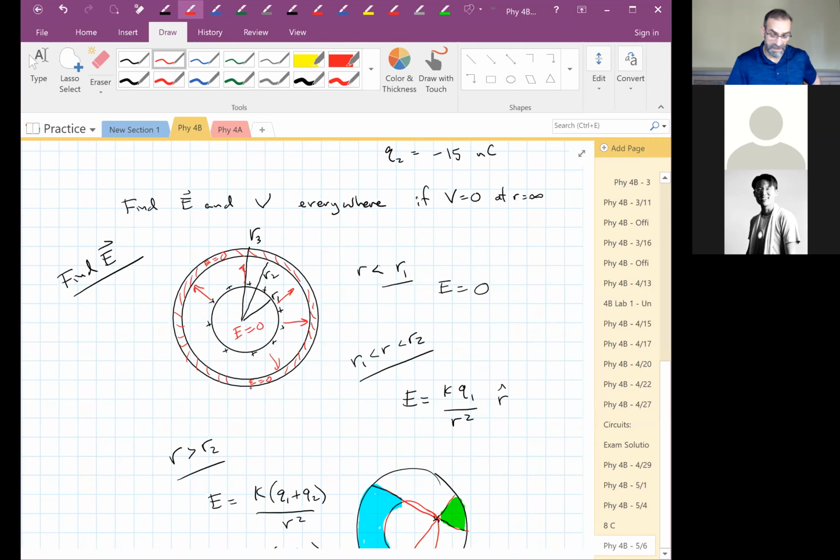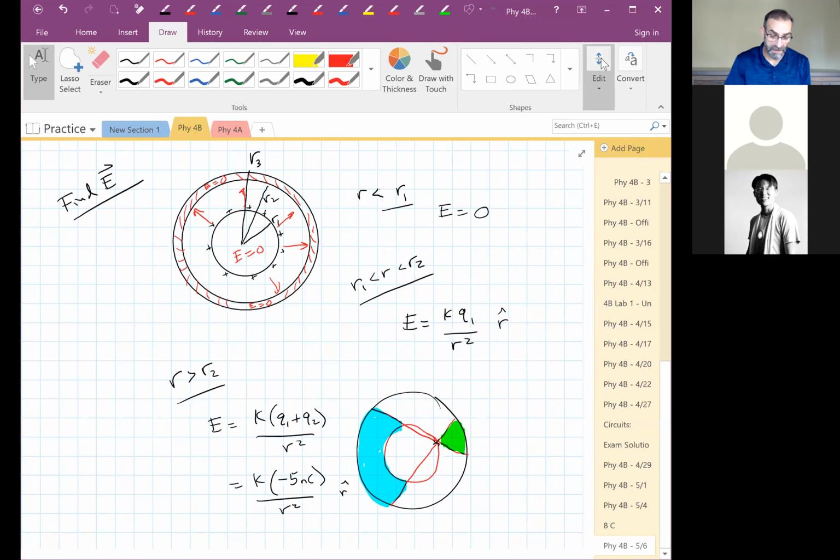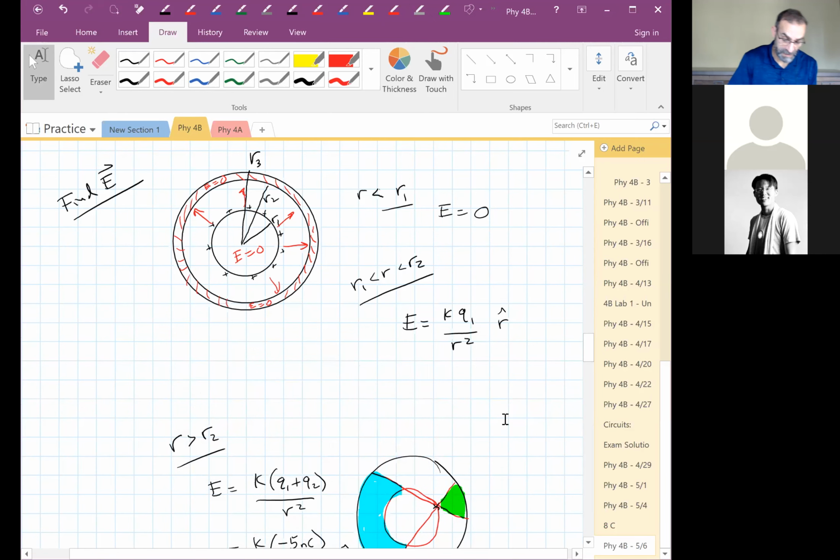Okay, so we're going to give it some wall thickness. We've got E everywhere, except we have to add a case here. We've got between 1 and 2. We have to add between 2 and 3.